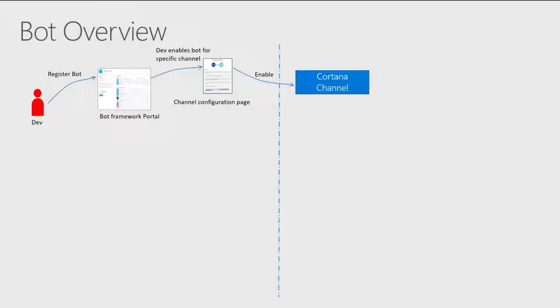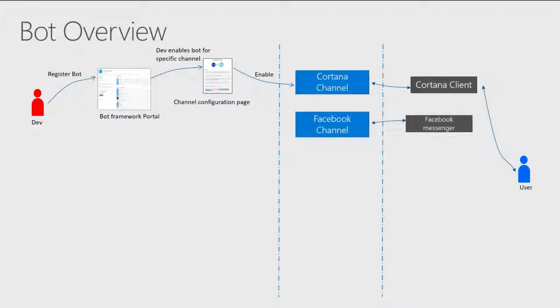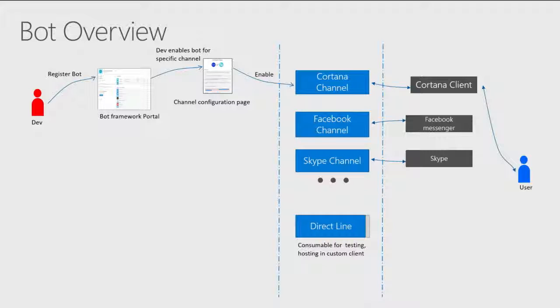So for example, there will be a Cortana channel, and once you enable your bot on the Cortana channel, end users are able to interact with your bot through the Cortana client application. Similarly, there are other channels such as Facebook, and you'll be able to talk to your bot through Facebook Messenger, there's Skype, and several more. In addition to these, there is a channel called the Direct Line.